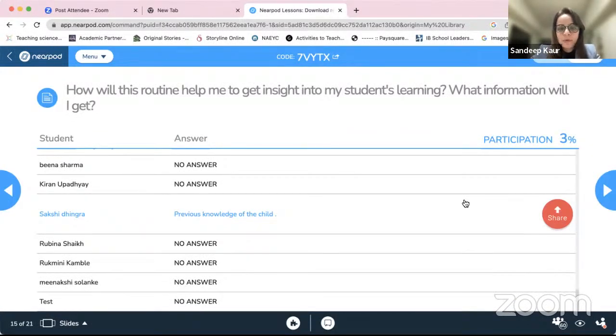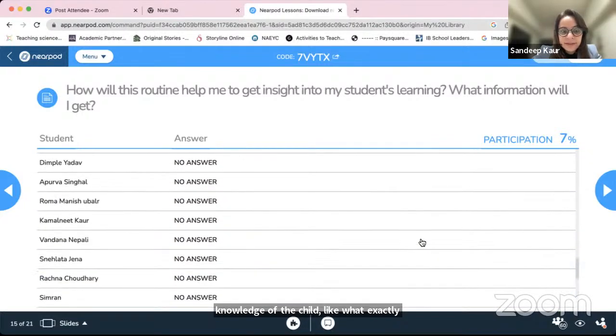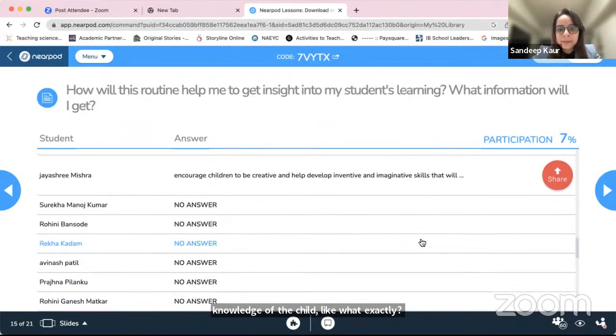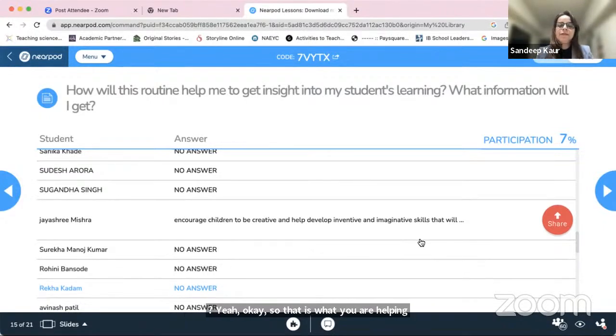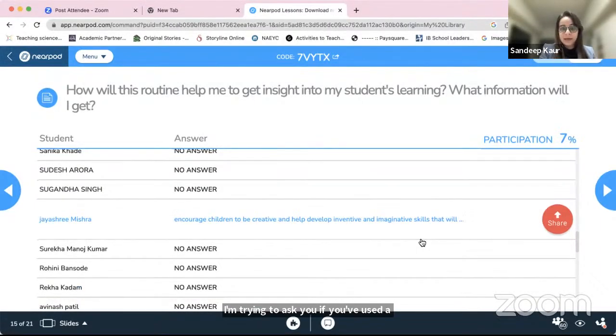Sakshi, can you add a little bit more about previous knowledge of the child? Like what exactly? Encourage children to be creative and help develop inventiveness. Yeah, okay. I'm trying to ask you, if you've used a VTR called KWL, I think, I wonder, you've used think, pair, share. Now, what is it through those strategies that you would get to know about your students in the class? Think about that now.